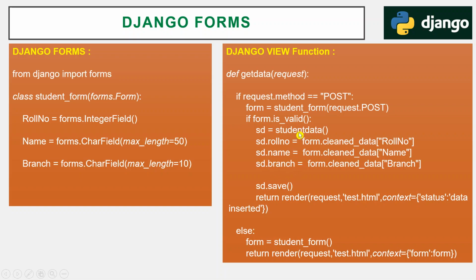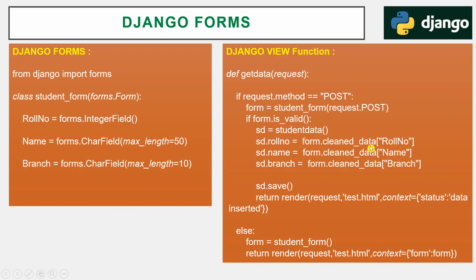So it will instantiate the model, the student data model. Where the model is, you need to specify with an import statement: from students.models import student data. That model should be imported and instantiated like that, and then by accessing the attributes of the student data class, which internally represent database table columns, we are storing data inside that roll number. What data is stored? form.cleaned_data roll number.